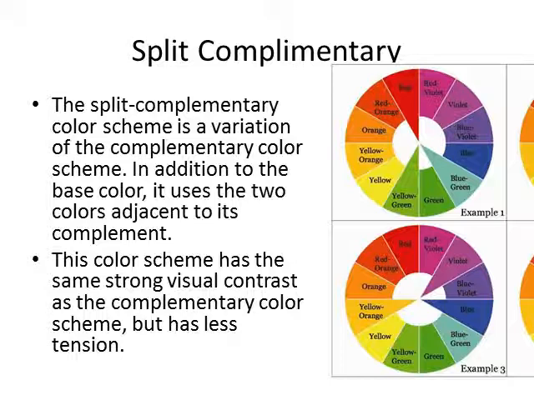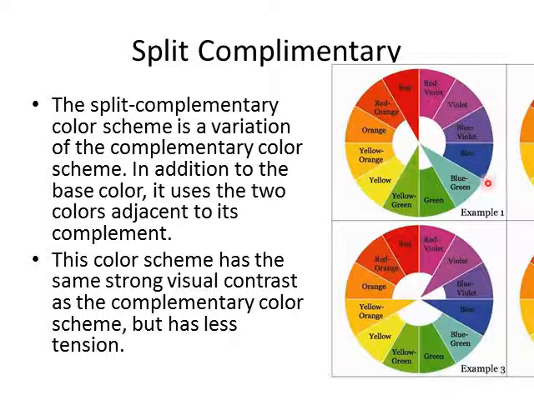Split complementary is another type of color scheme that's a variation of the complementary color scheme. So in addition to its base color, it will use two colors that are adjacent to its complement. This color scheme has the same strong visual contrast as the complementary color scheme, but it has less tension because there are two varieties of the opposite color instead of just one.